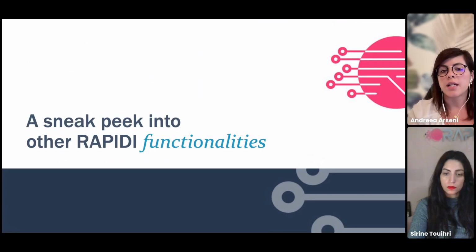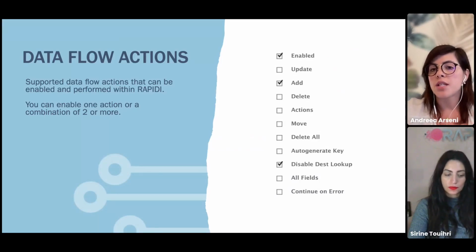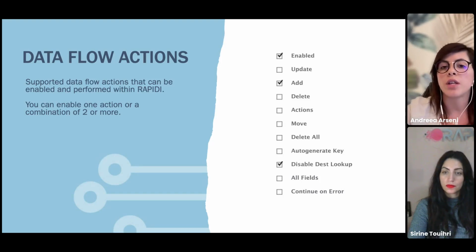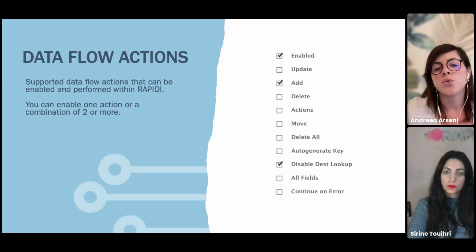Next part is some of the Rapidi functionalities that we think are pretty interesting. Here we have data flow actions. Whenever you decide to transfer data from one system to another, you have to think about the action. What do I want to do? Do I want to create a new one? Then you just use add. Do I want to update that? I just use update. Do I want to delete it? Then you use delete. So you can use different combinations in order to transfer data.